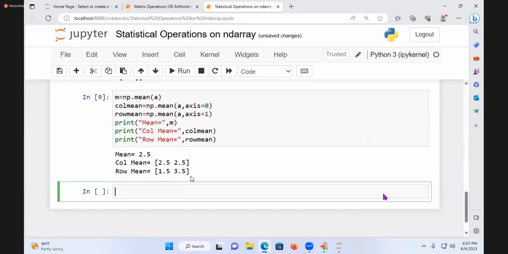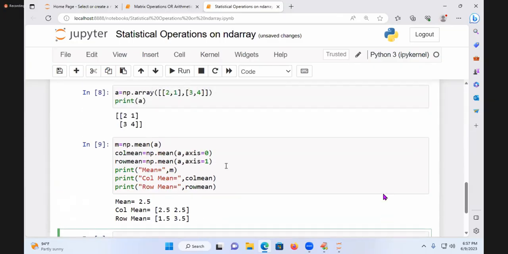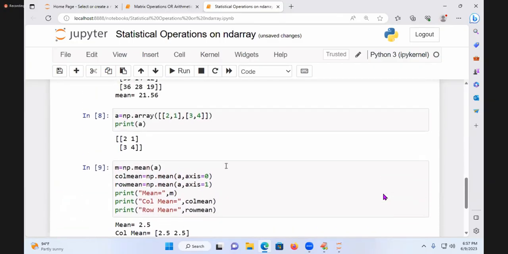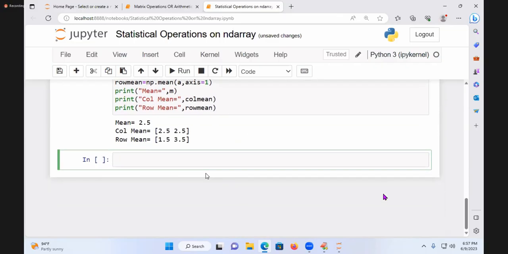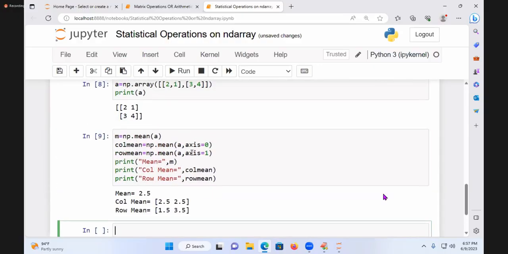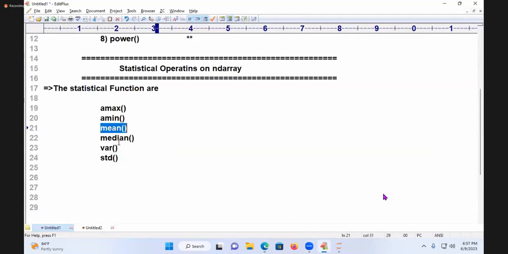A company is paying on average how much salary to all the employees? I'll go for mean. Got it? This is related to mean, and you can apply it to a 3-dimensional matrix also, 4-dimensional matrix also, 2 by 3 matrix, 3 by 2 matrix, anything you can apply. Okay? Now I'll go further. This is related to mean. Next operation is median.